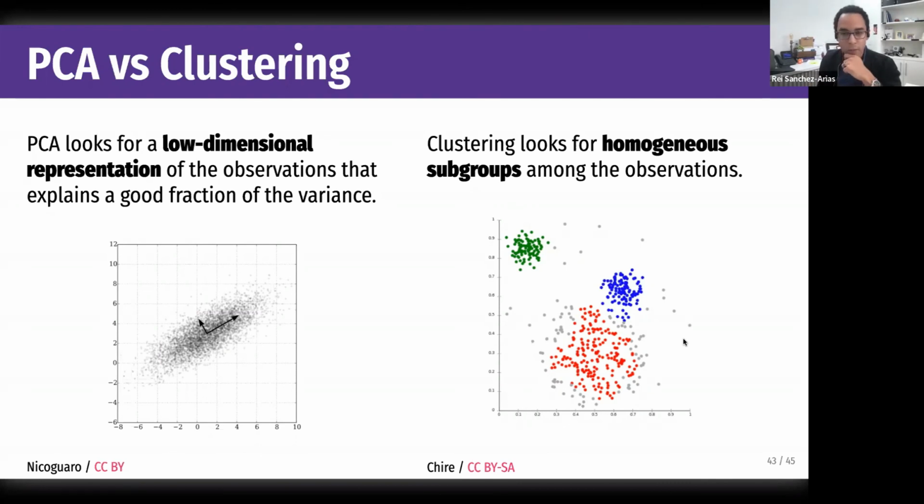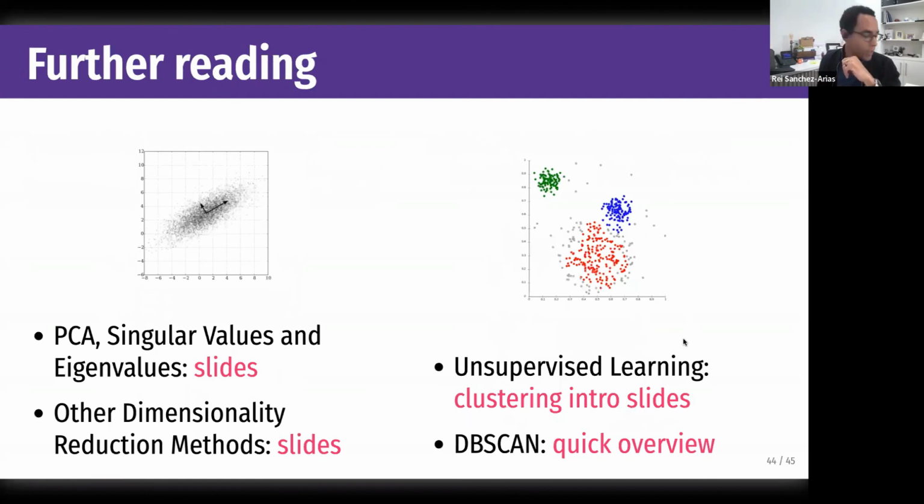So several things to hopefully read more and learn more. For further reading, I'm providing you with some slides that look like this one, where I talk about the relationship between PCA and singular values and eigenvalues. I talk about other types of dimensionality reduction methods, some more modern than others. And I talk about the basics of unsupervised learning, discussing hierarchical clustering and k-means. And finally, we talk about DBSCAN, which is a density-based clustering technique. There's a quick overview, and once you get access to the slides, you'll be able to navigate those and just explore them more.